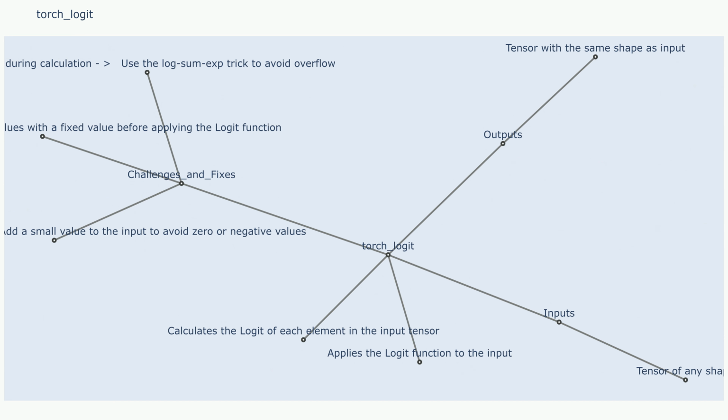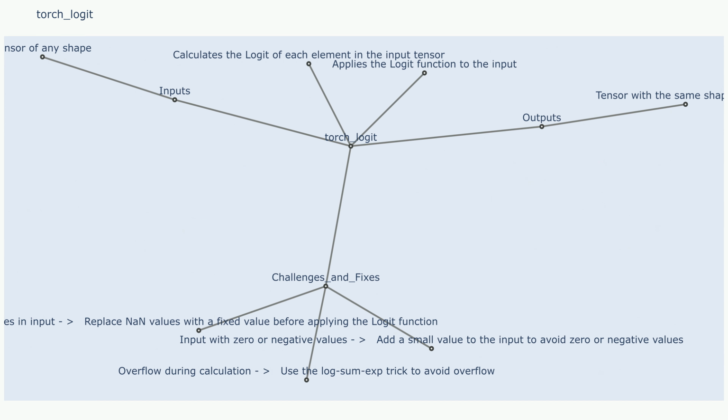Sample use case that resulted in challenge 2: for an input probability of 0.5, the logit value would be 0. For values closer to 1, the logit value approaches infinity, and for values closer to 0, it approaches negative infinity.